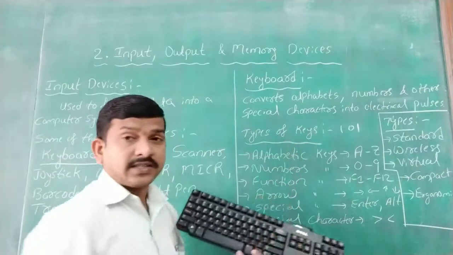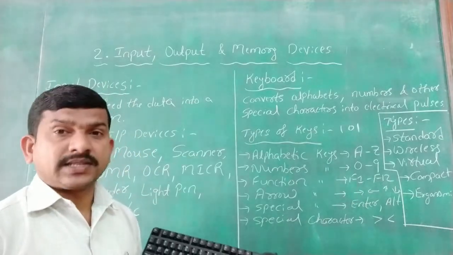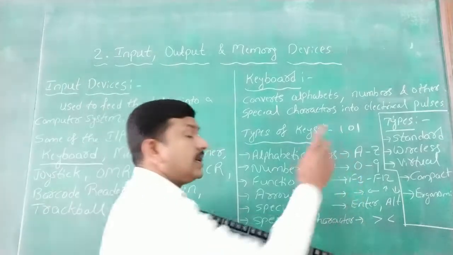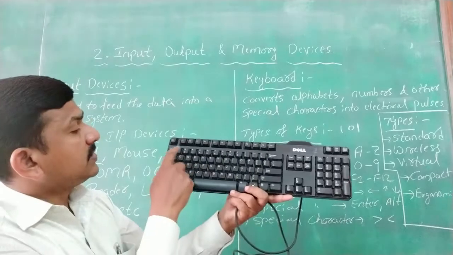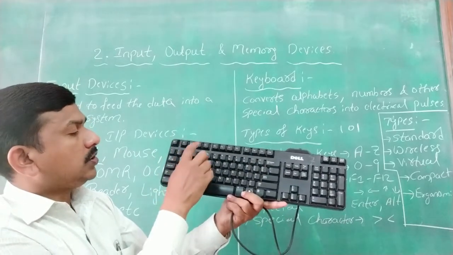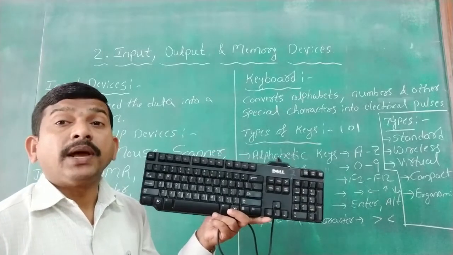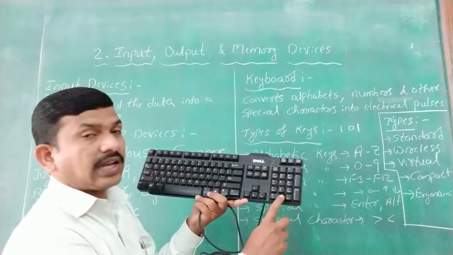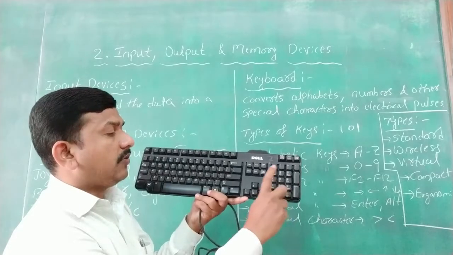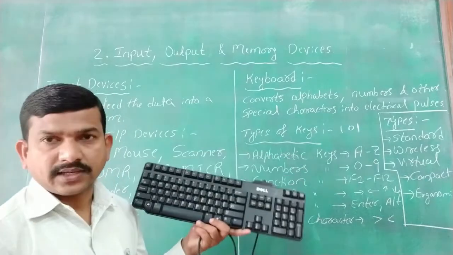Then number keys. The keyboard also contains number keys. From where to where? 0 to 9. Here it is 0, 1, 2, 3, 4, 5, 6, 7, 8, 9. So these are the number keys. The same numbers are here also, 0 to 9.